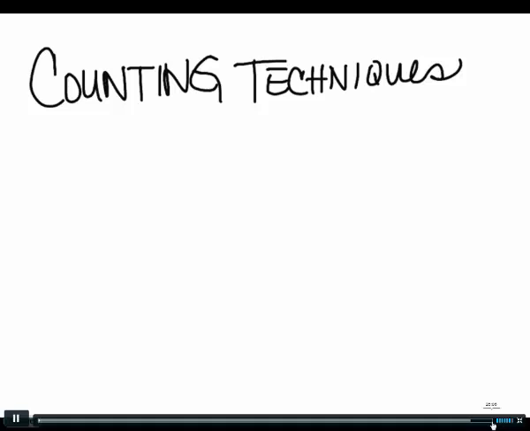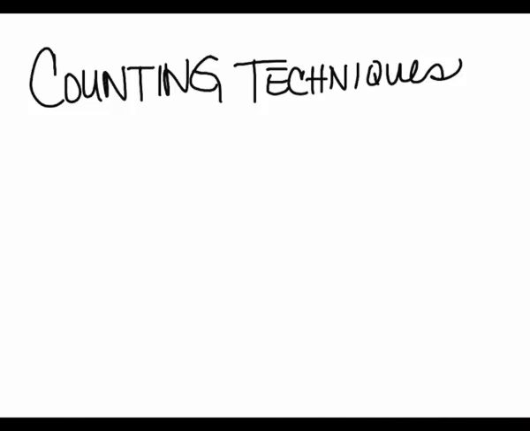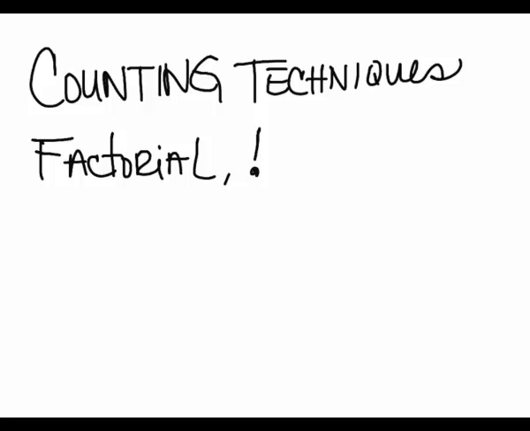Okay, now we're going to do some counting techniques. This is actually a really, really fun section. But you have to know some of the jargon, I guess you should say, some of the symbols and what they mean. For example, factorial. Factorial is denoted with an exclamation mark.